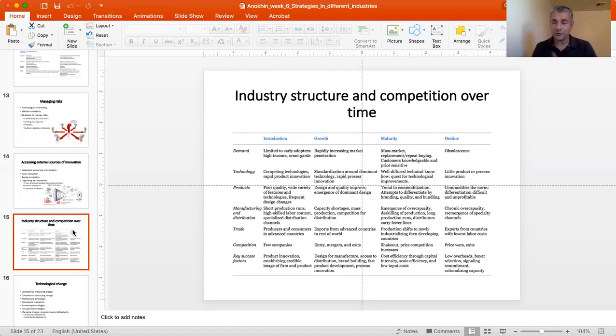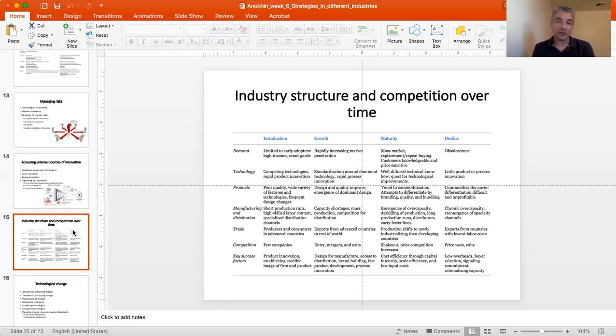So I would refer you to the textbook. It talks about conditions in manufacturing and distribution, trade, competition, and key success factors in each of those stages. So please get familiar with that and read about it, think what it means for industries and for companies.